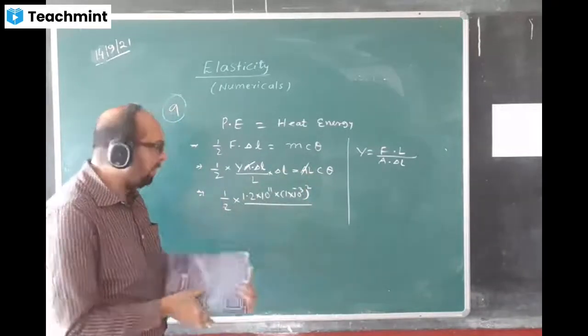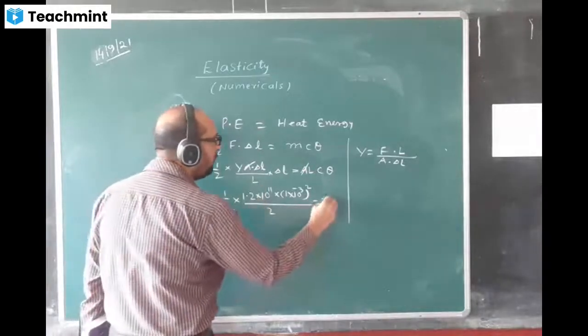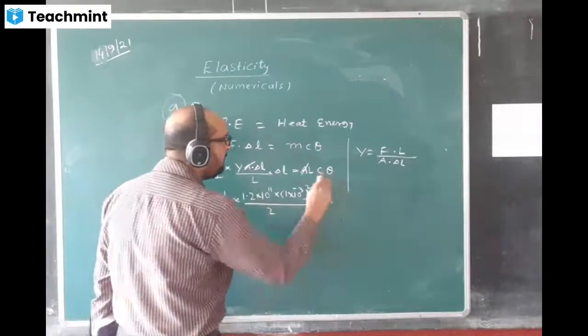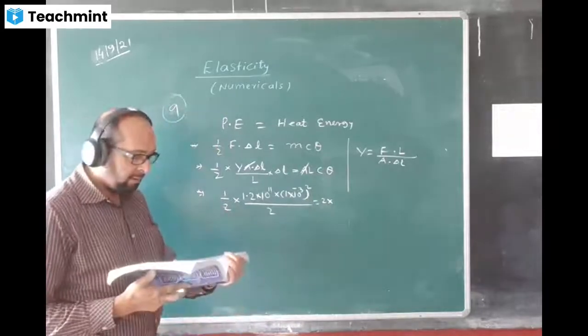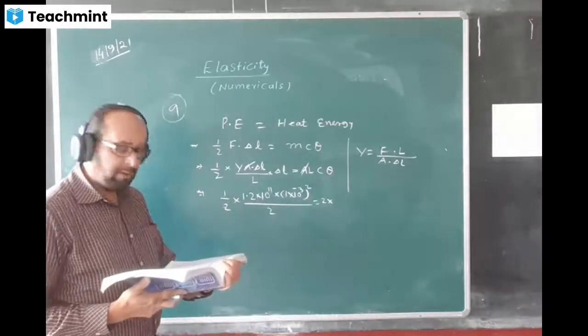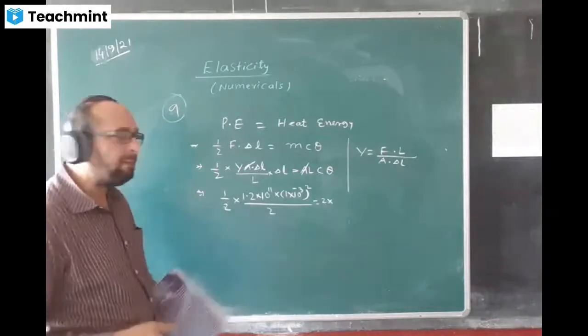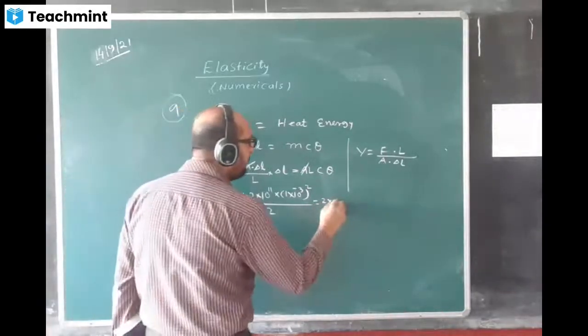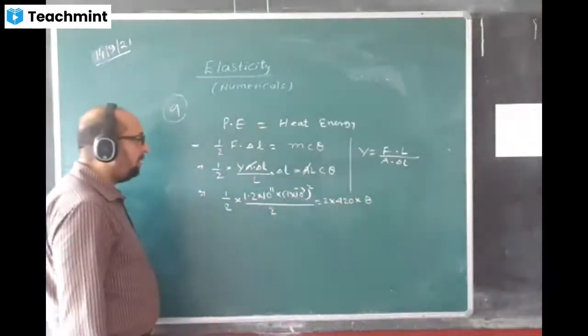What is the original length given? 2 meters. So here you can add 2. This side will add 2 into C value, specific heat capacity. But we'll take the value in joule per kg per Kelvin, 0.42. That you have to multiply by 1000. This will become 420 joule per Kelvin into theta.